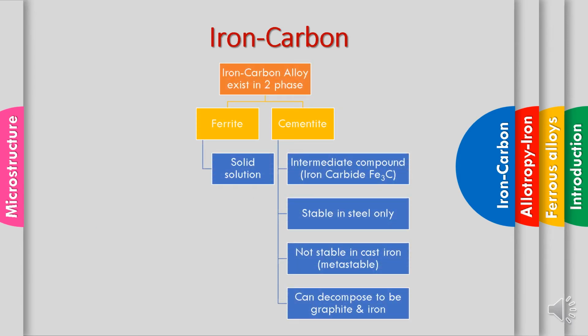So iron-carbon alloy exists in two phases, basically ferrite and cementite. Ferrite is basically a solid solution, but cementite is an intermediate compound, which is iron carbide, the combination of carbon and iron, which is Fe3C. This is stable in steel only, not stable in cast iron. We call it metastable. It can decompose to become graphite and iron.